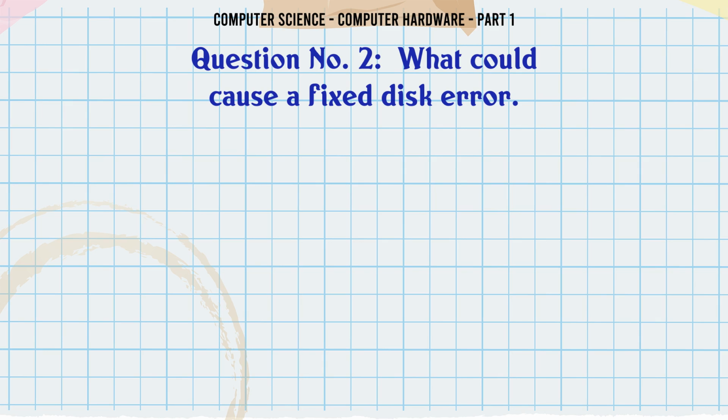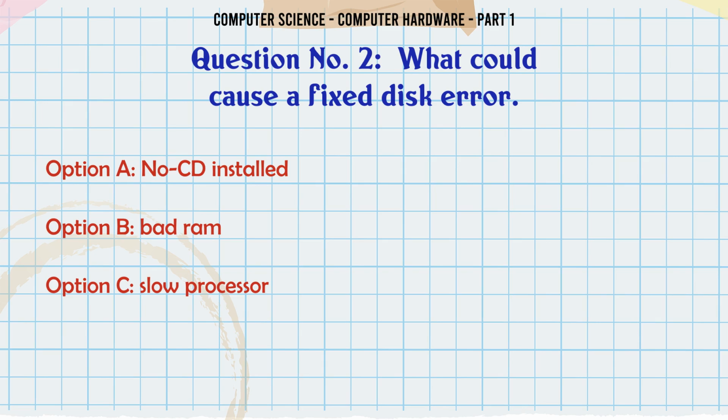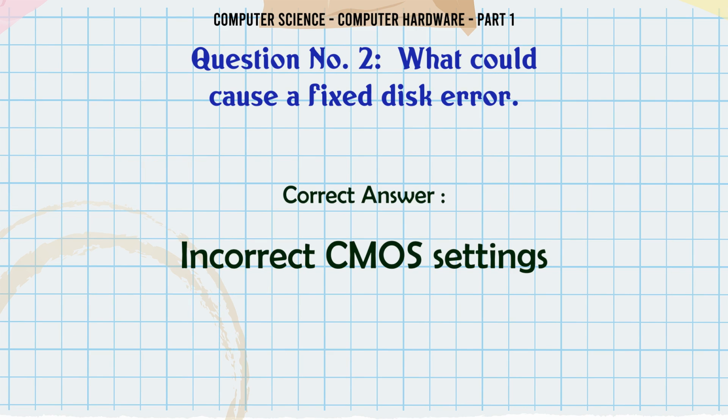What could cause a fixed disk error? A. No CD installed. B. Bad RAM. C. Slow processor. D. Incorrect CMOS settings. The correct answer is incorrect CMOS settings.